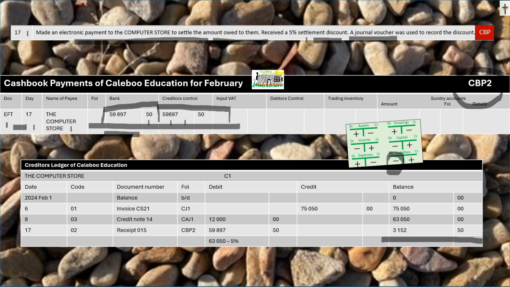And that gives us a balance of 3,152.50. But the transaction says the account was settled, so the balance needs to be 0. But we haven't yet recorded the settlement discount. And according to this transaction, settlement discount is recorded in the general journal. So we need to draw up a journal voucher for that and process this transaction in the general journal.